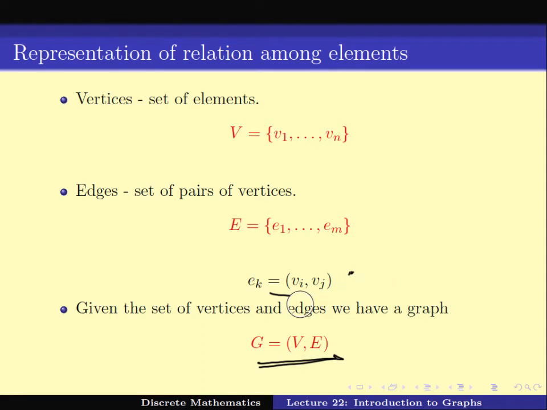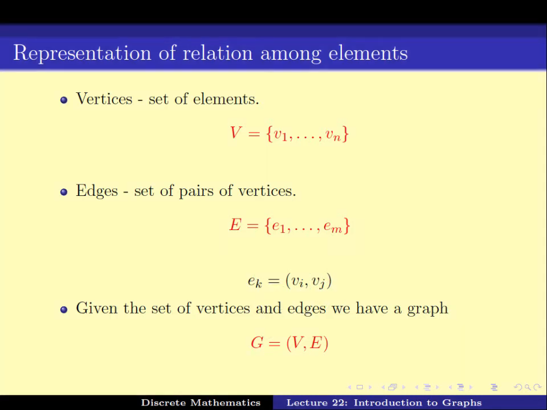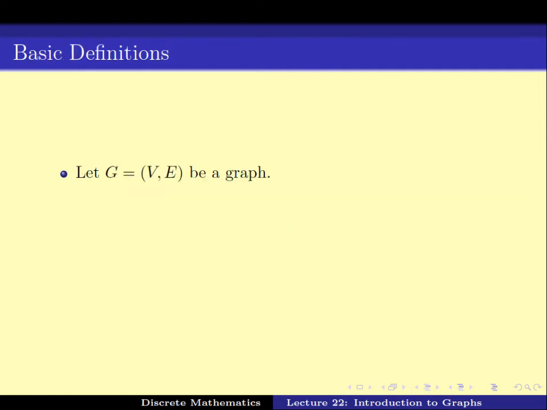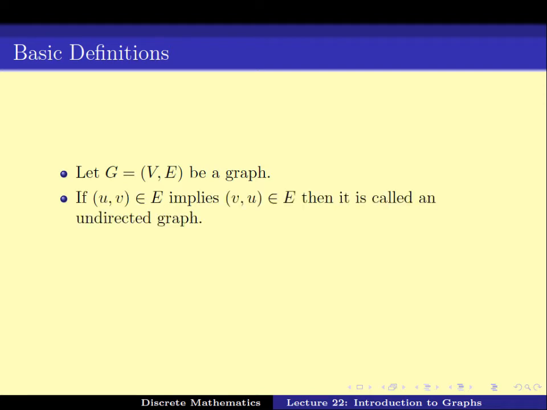So these are all notation stuff. The way we visualize these graphs is by drawing the vertices as blobs. But we'll come to that. First of all, in the basic definition, let G be a graph. If I have an edge UV, and if it is a symmetric relation, that is, (U, V) in the edge set implies (V, U) is in the edge set, we call it an undirected graph. Else we call it a directed graph.